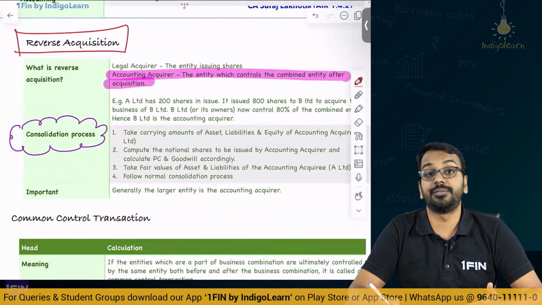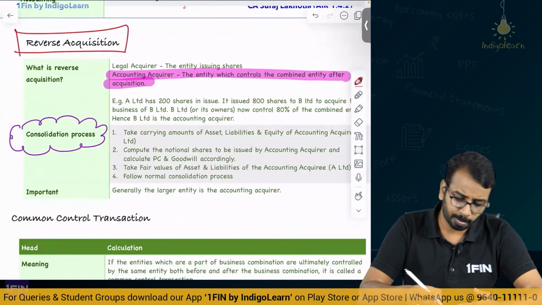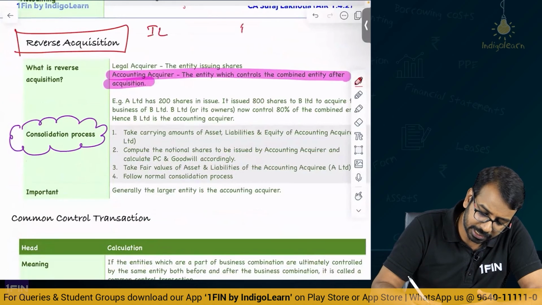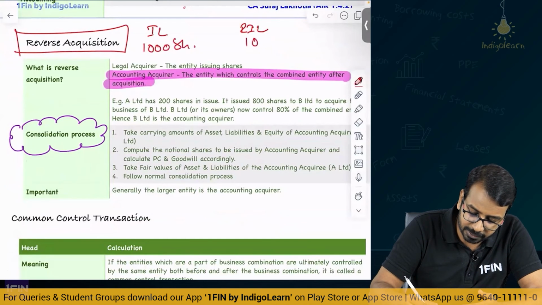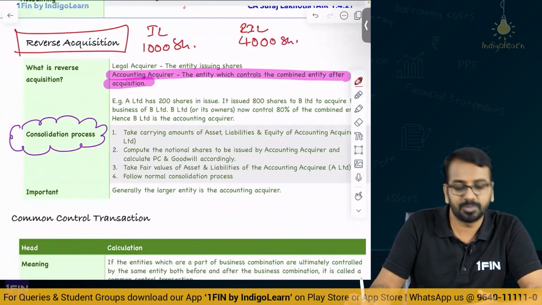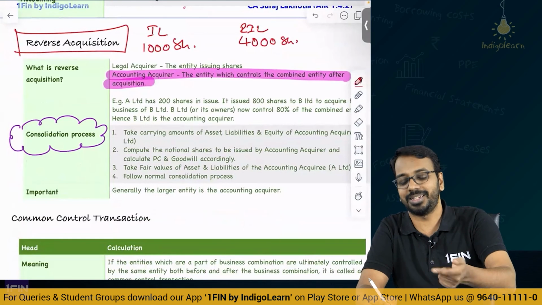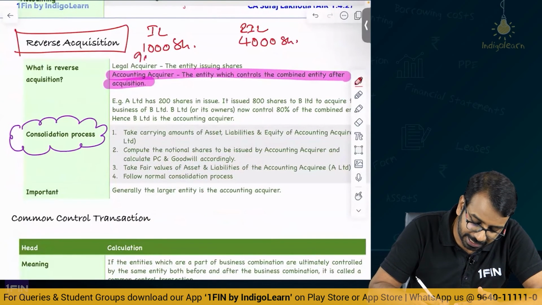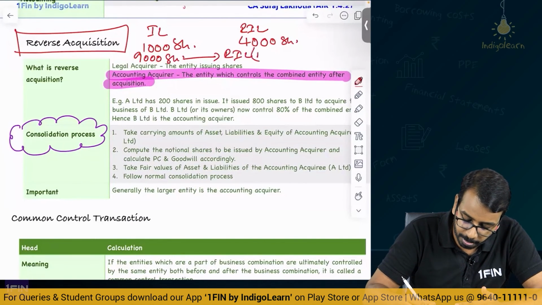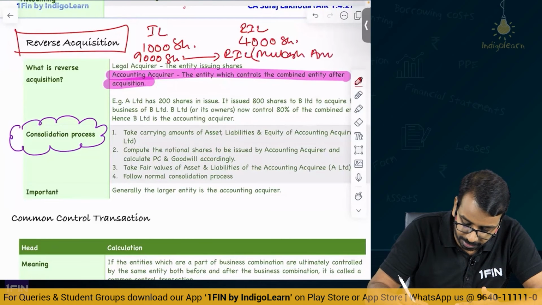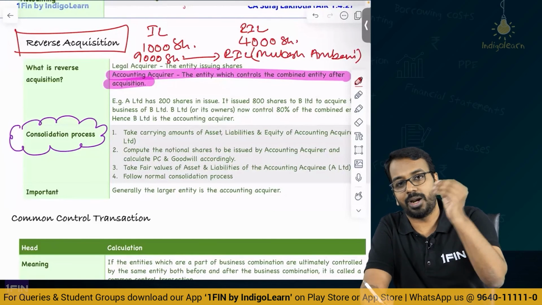Then we have a concept of reverse acquisition. Now, what is this reverse acquisition? In case of a reverse acquisition, let us say we have IndigoLearn and Reliance Industries Limited. IndigoLearn has 1000 shares in issue, Reliance Industries has 4000 shares in issue. What IndigoLearn does is, IndigoLearn acquires Reliance Industries' 4000 shares by issuing 9000 shares. We issued 9000 shares to, let us say, Mukesh Ambani. Okay. We issued 9000 shares to Mukesh Ambani and acquired Reliance Industries.